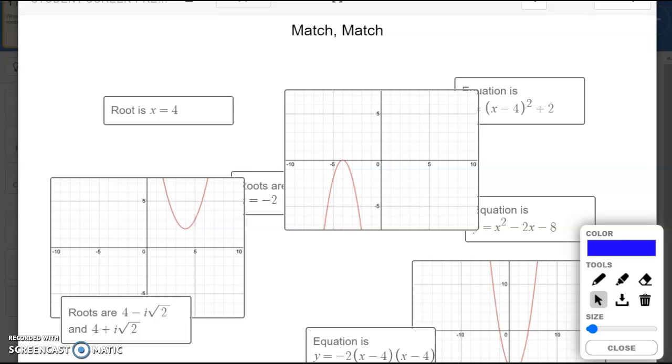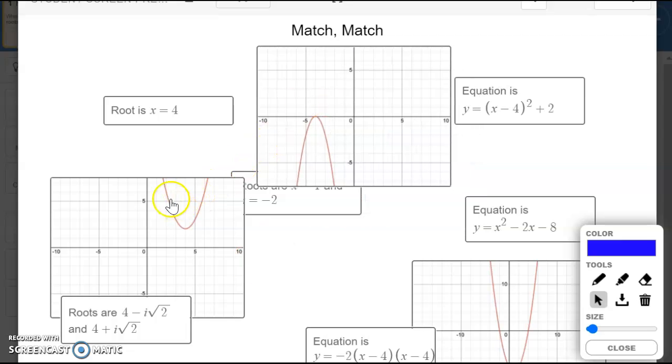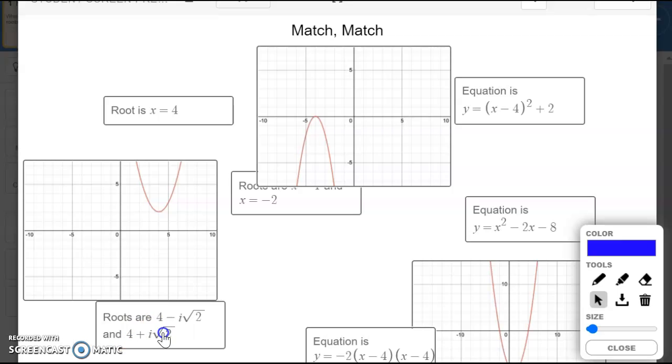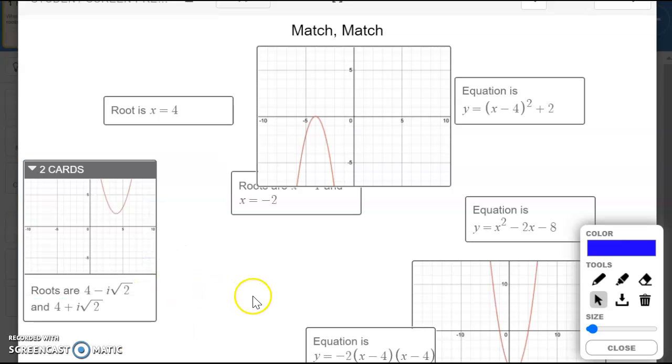Okay, now we are going to be doing some card sort, and we're going to be matching graphs with the equations and the number of roots. So what do we have here? We have one graph here, another graph here, and a third graph here. Okay, so looking at this is my floating parabola. That means we do not have any x-intercepts, which means that we only have complex roots. So here is a complex root.